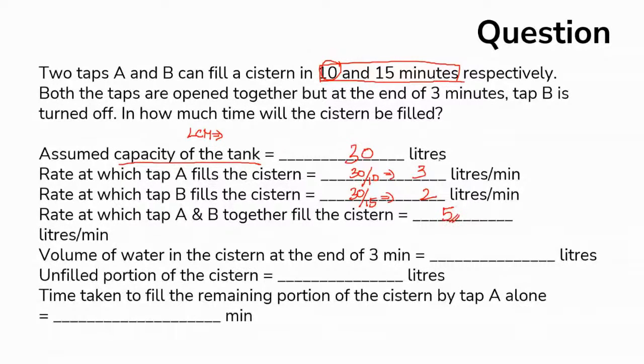But what they are saying is that the total capacity of the tank is 30 liters. A pipe and B pipe are kept open at the beginning, but at the end of 3 minutes, tap B is turned off. So at the end of 3 minutes, after 3 minutes, what happens?